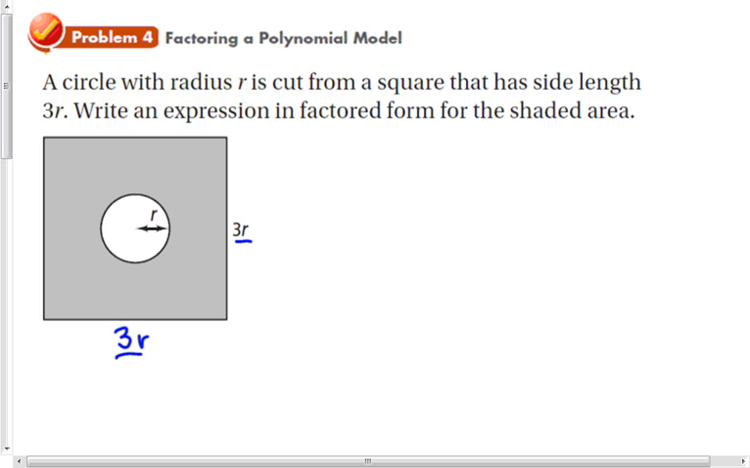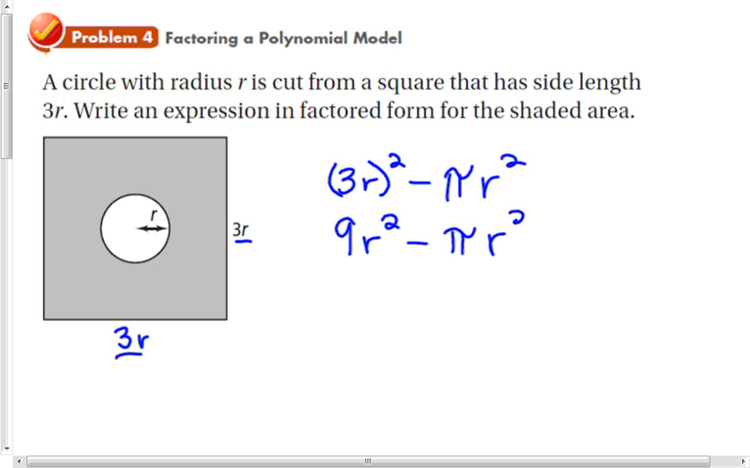So 3r squared is the area of the square, and then I'm just going to subtract the area of the circle, and the area of the circle is pi r squared. Now we want to write this in factored form. Let's go ahead and multiply this out first. 3r squared is the same as 9r squared, the quantity 3r squared, minus pi times r squared.